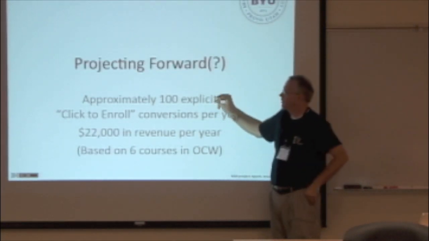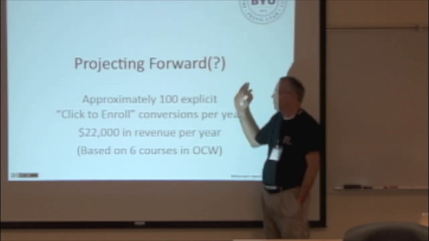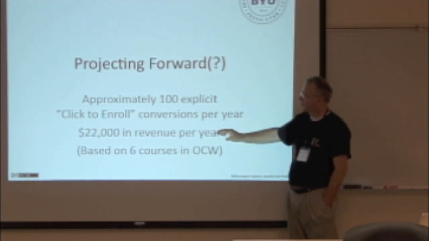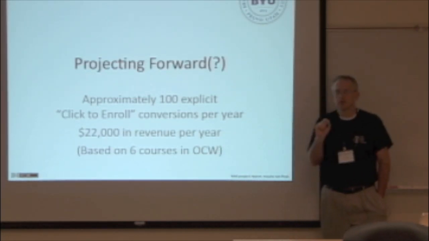So if it's 23, say approximately 25 click to enroll in a 3 month period, then it's about 100 a year, which would be 22,000 in revenue through that channel for six courses in OCW.